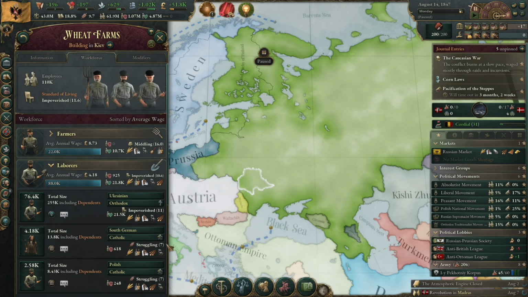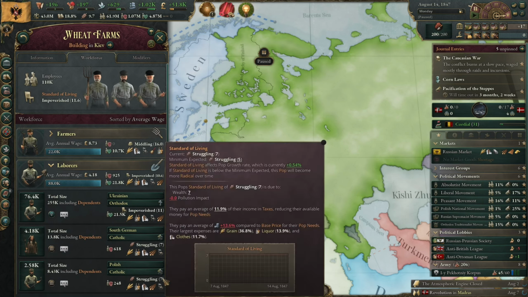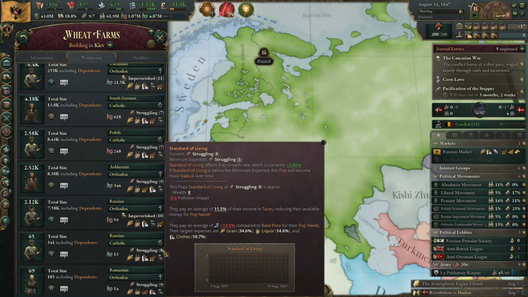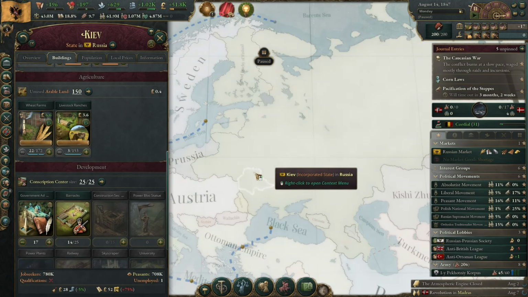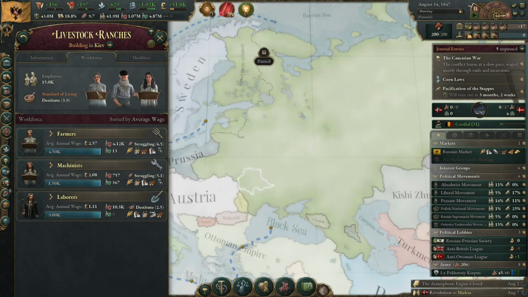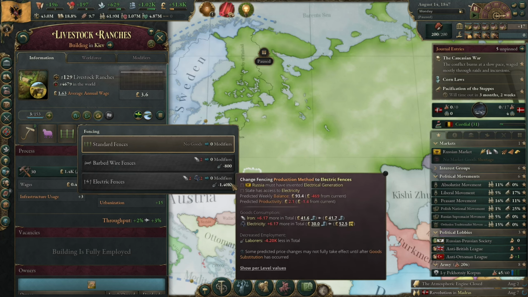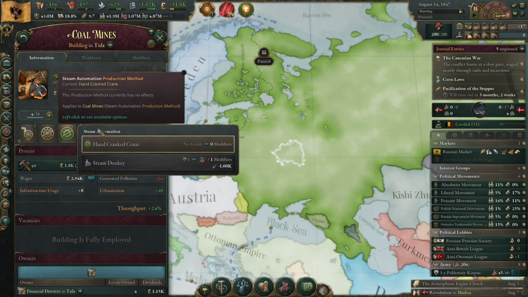So you don't want to activate labor saving in a farm if your laborers are at standard of living 11 or higher, unless you actually want to save labor. But remember, harvesting tools, and generally labor saving on farms and ranches, have the lowest input goods for labor saving, with the exception of steam donkeys in a coal mine.